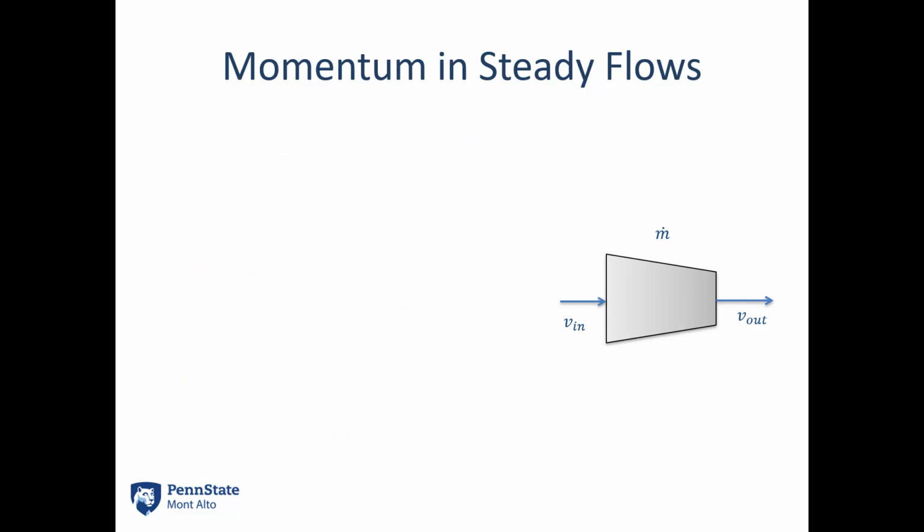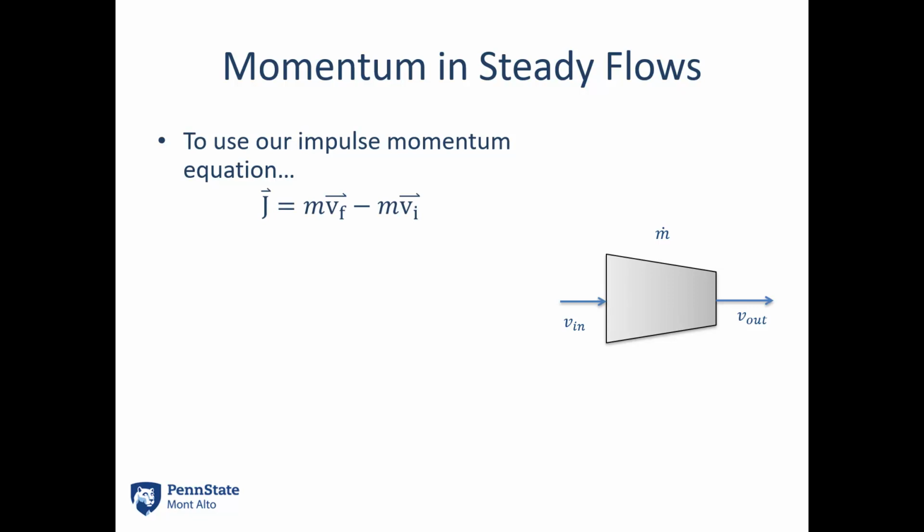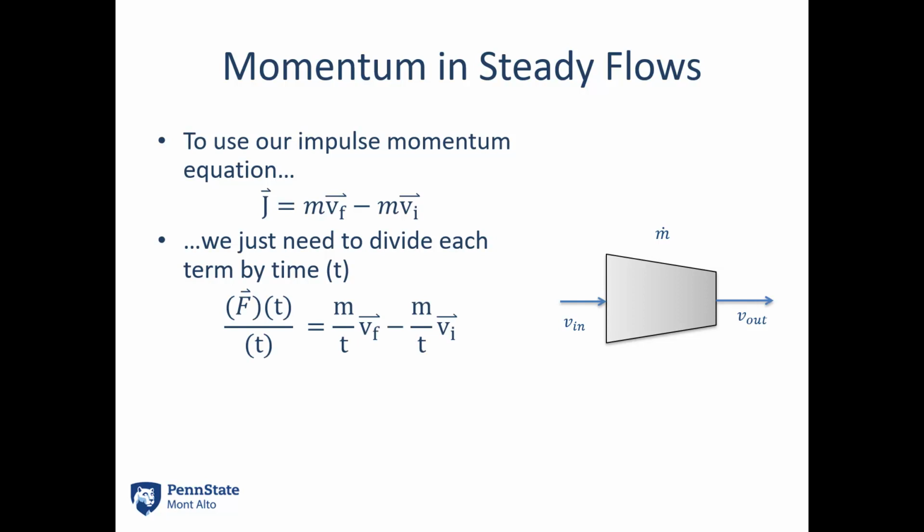All right, so if we go to our impulse momentum equation, that was the impulse is equal to the final momentum minus the initial momentum. All right, so what if we just divide each term by t? So if we take everything, divide it by t, we'd wind up with the following. I've taken my impulse and written it out as force times time. I'm assuming it's a constant impulse here, or constant force. So force times time over time, mass over time times final velocity, minus mass over time times initial velocity.